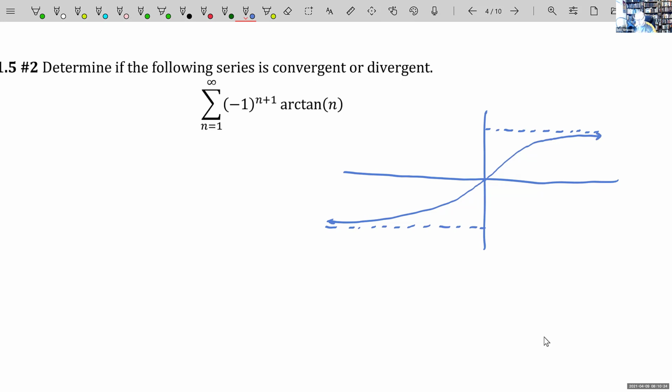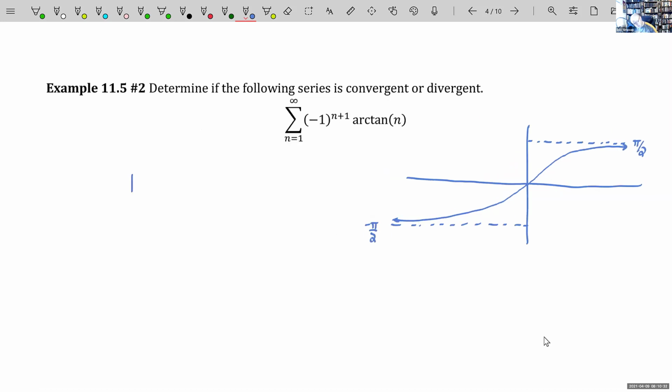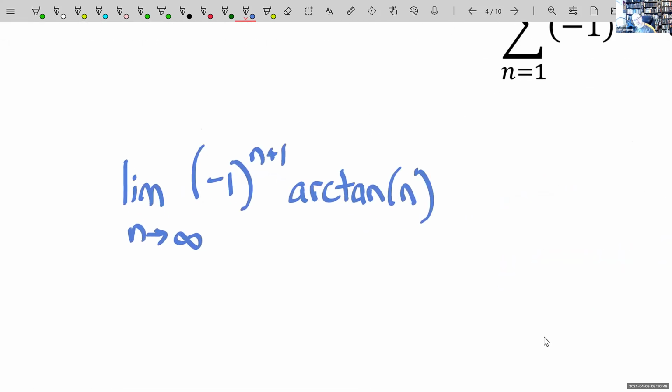Okay. It looks like that, where that output is pi over 2, and this output is negative pi over 2. So as n goes to infinity, the limit as n goes to infinity of (-1)^(n+1) arctan... Notice I'm including in this statement the alternation, because the reality is, is this limit going to be 0?